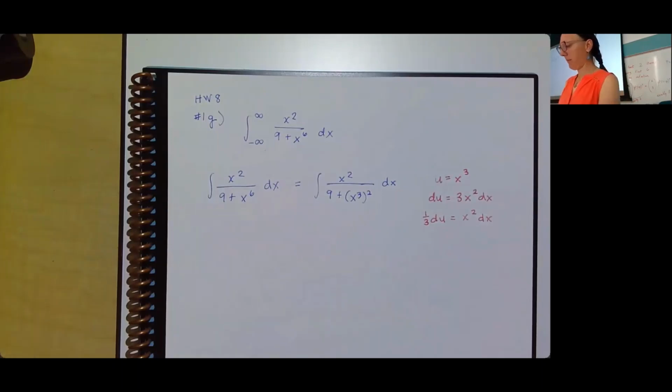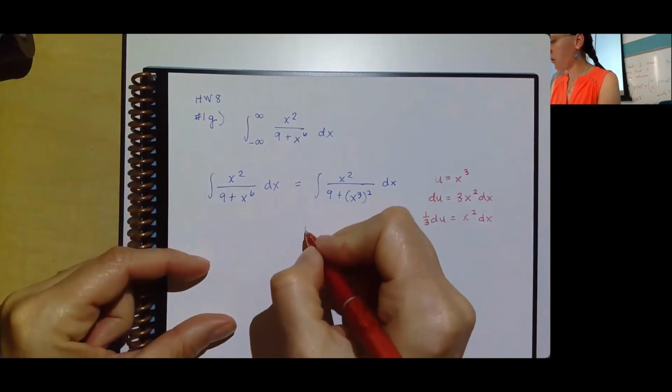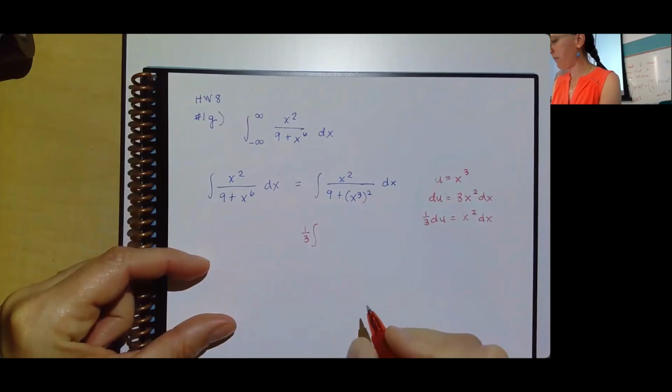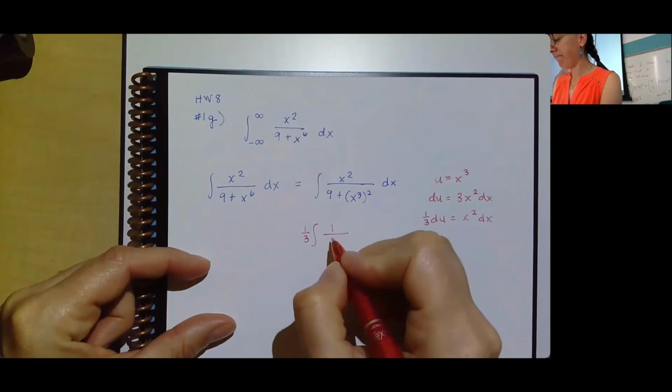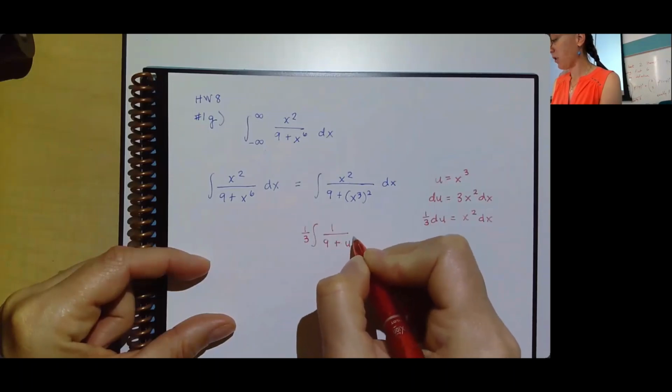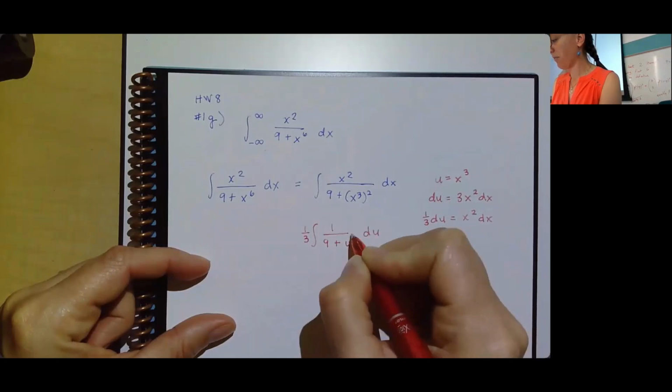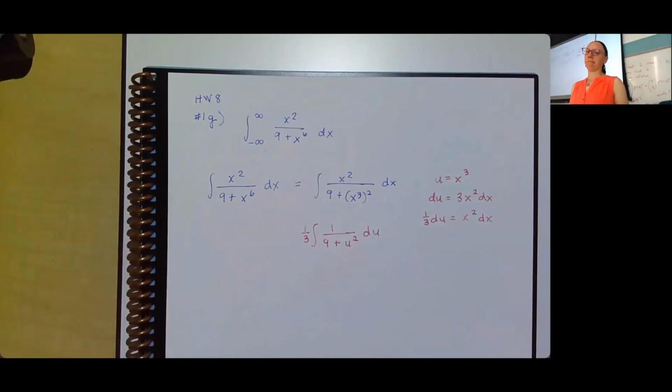And this whole thing would turn into 1/3 times the integral of 1 over 9 plus u squared du. This one happens to be an arctan. So I know that we think of arctan as being 1 over 1 plus u squared.